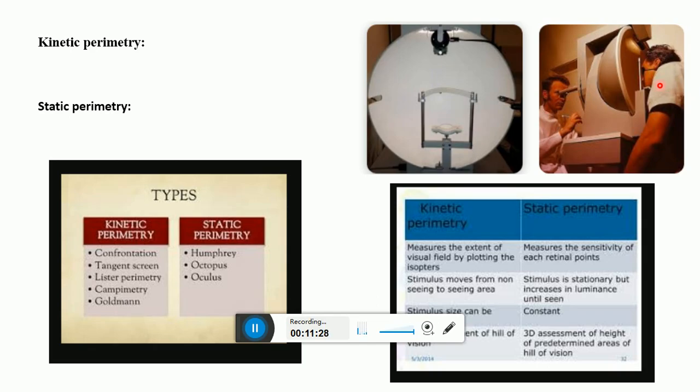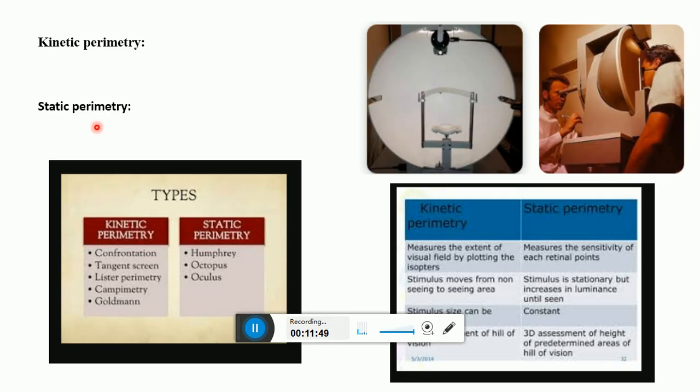In this test, the intensity of the target remains the same throughout the test, whereas the color or the size of the stimulus can vary. So this test is useful in assessing the two-dimensional extent of the visual field. The commonly used kinetic perimeter is the Goldmann perimeter.